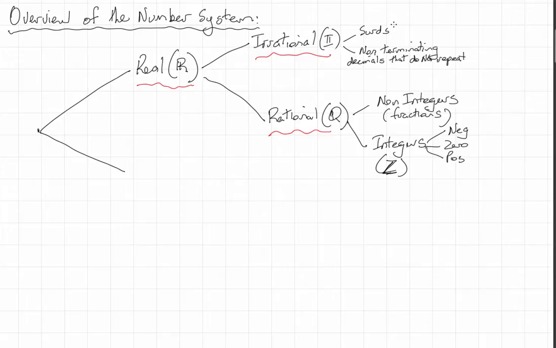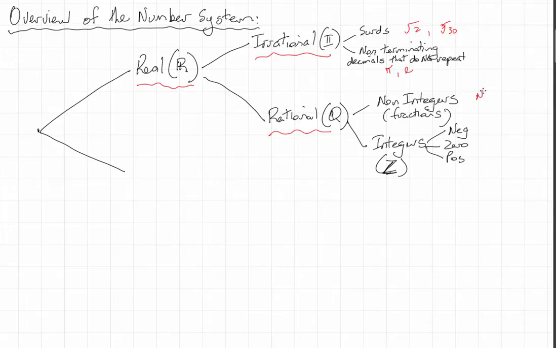Now, the rational numbers are made up primarily of surds, but also non-terminating decimals that do not repeat. Examples of that are, like we've already come across, pi, and the number e. So they're examples of irrational numbers, surds, square root of 2, cube root of 30, etc. So they're the irrationals. Now, the rational numbers are numbers that can be expressed as the ratio of two integers.